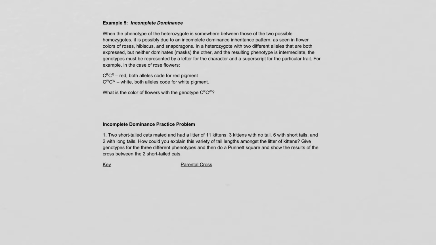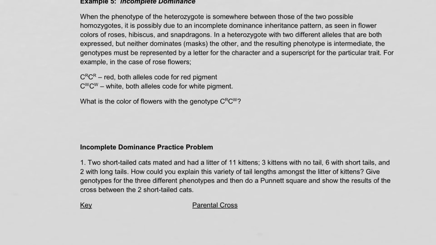So when the phenotype of the heterozygote is somewhere between those of the two possible homozygotes, like the example in lecture was a pink flower from red and white parent flowers. And that's the example that's being used here as well. So you don't use a lowercase letter because neither is recessive. So you use an uppercase letter for both. And it's showing you here how you would represent homozygous red and homozygous white.